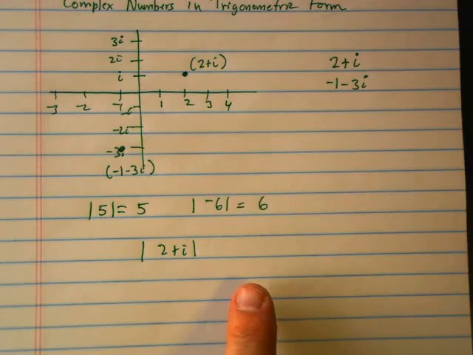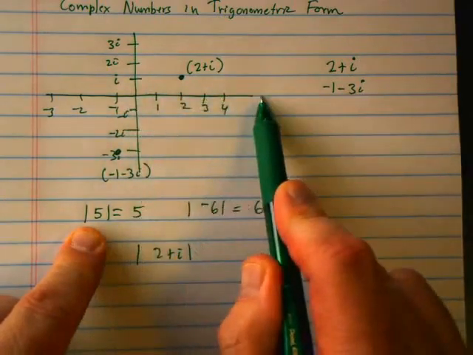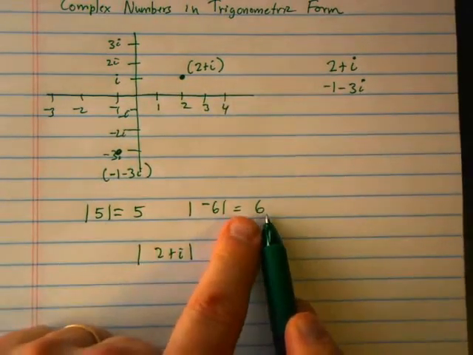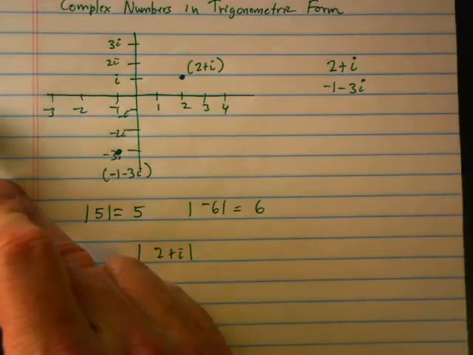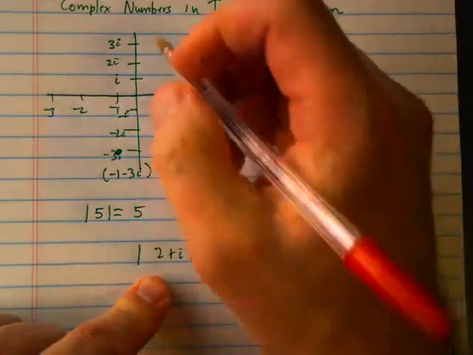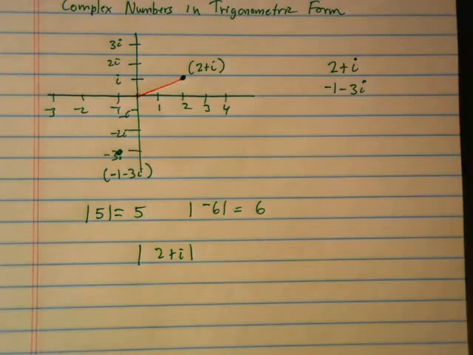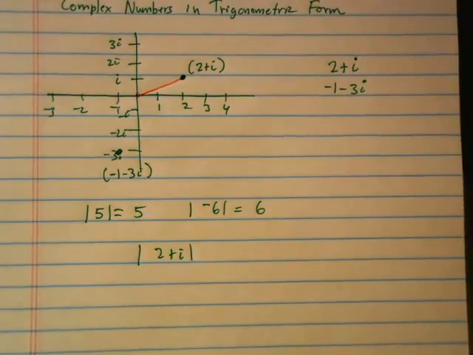But it really means a distance from 0. So the absolute value of 5 is 5 because 5 is 5 units away from 0. And the absolute value of negative 6 is 6 units away from 0. How far is 2 plus i away from 0? That's what the absolute value of 2 plus i would mean. So how far away is it? No, it's not 2 plus i. It's a distance. A distance has to be a real number.